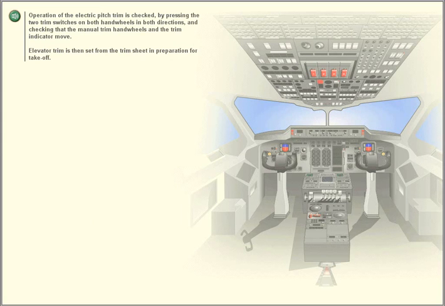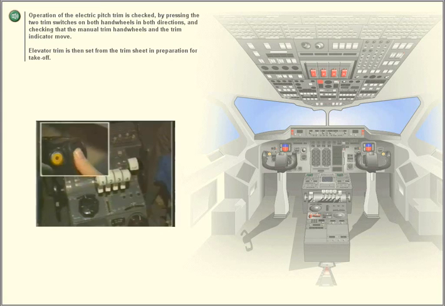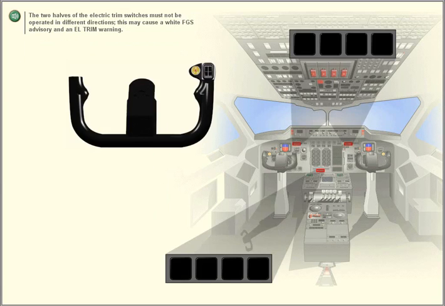Operation of the electric pitch trim is checked by pressing the two trim switches on both hand wheels in both directions and checking that the manual trim hand wheels and the trim indicator move. Elevator trim is then set from the trim sheet in preparation for takeoff.